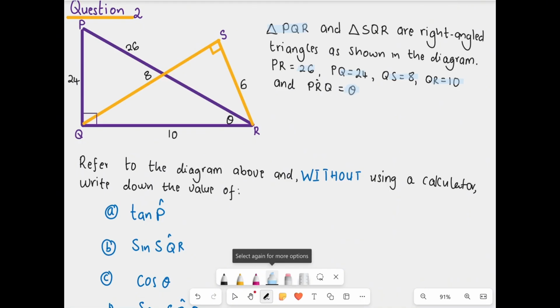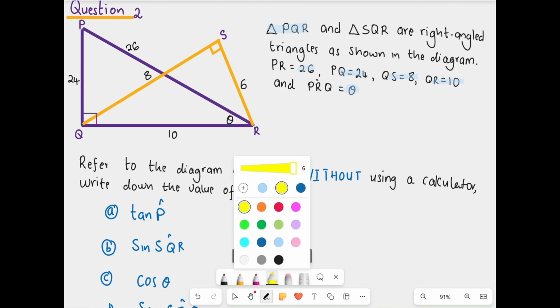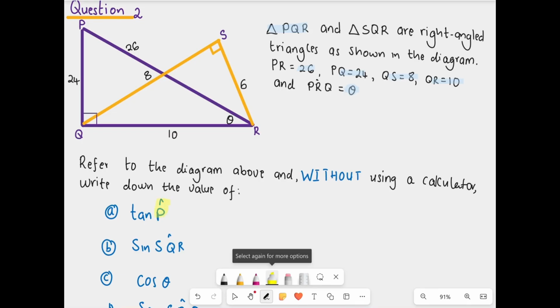Question number 1, tan of angle P. So if you check from angle P, here is angle P. You need to remember the definition of tan. What is the definition of tan? Tan is the same as opposite over adjacent. From angle P, we can see that opposite is 10, over the adjacent side from angle P, which is 24. So the answer here will be 10 over 24. You can simplify it if you want to, but 10 over 24 is correct. Let's move to the next one.